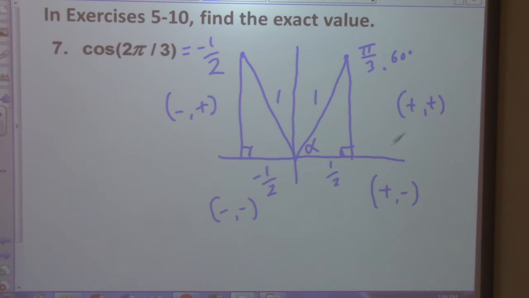Cosine is x. What is sine? Y is sine. And then tangent is what? Y over x, or sine over cosine. Okay? Let's go on to number 8.